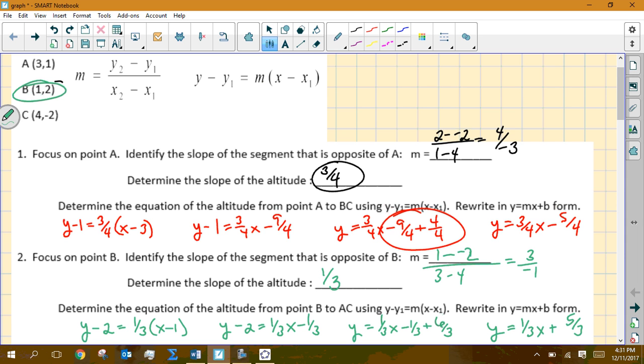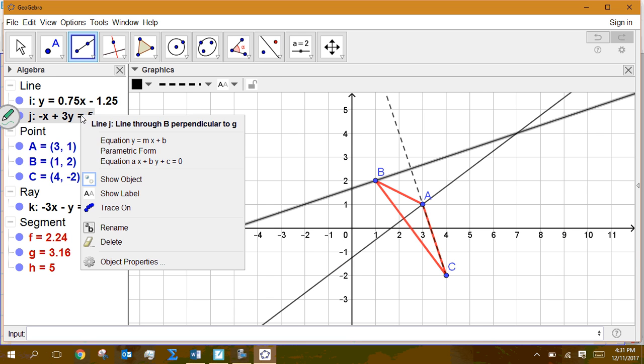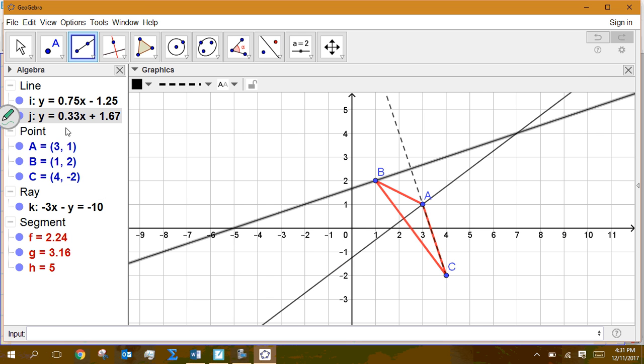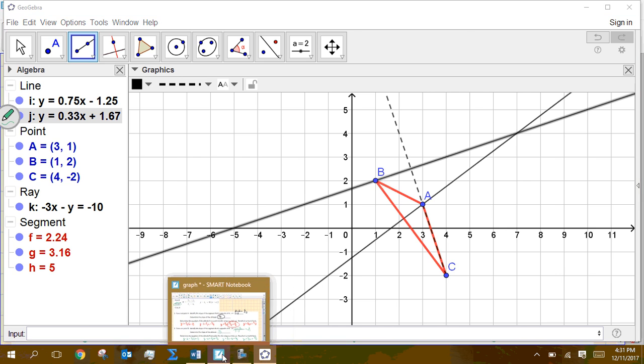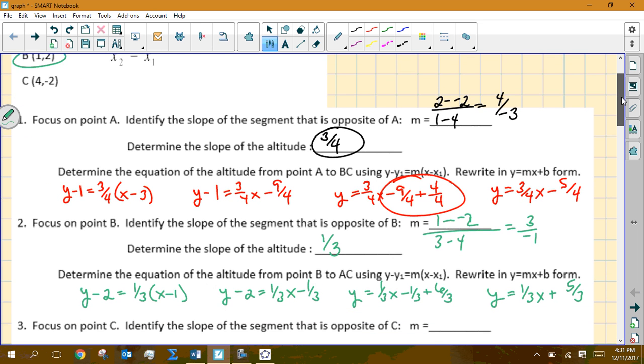So we'll see if that's the equation that GeoGebra was giving for that line. Look at that line right there, y equals mx plus b, 1/3 x, and then that's 5/3. So we do have the appropriate information for that one. And now we're going to do the exact same thing for this third line.